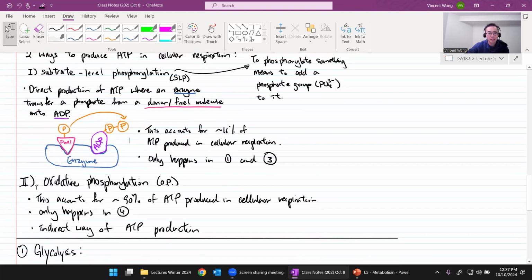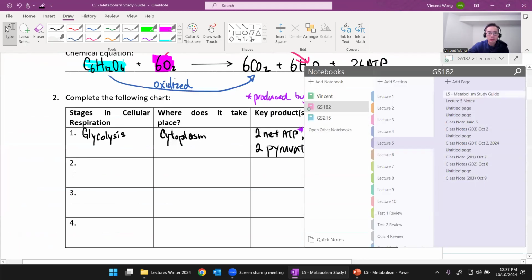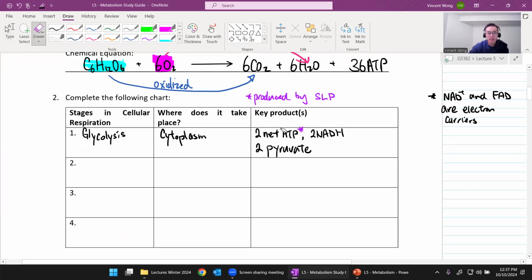The other method that makes up 90% of the ATP is called oxidative phosphorylation, which we haven't learned yet. Okay, we're going to learn that today. Right, but I just want to remind you that the 2 ATP here that we produce in the first step are produced by the substrate level phosphorylation, the enzyme helping transfer the phosphate from a donor molecule onto ADP.